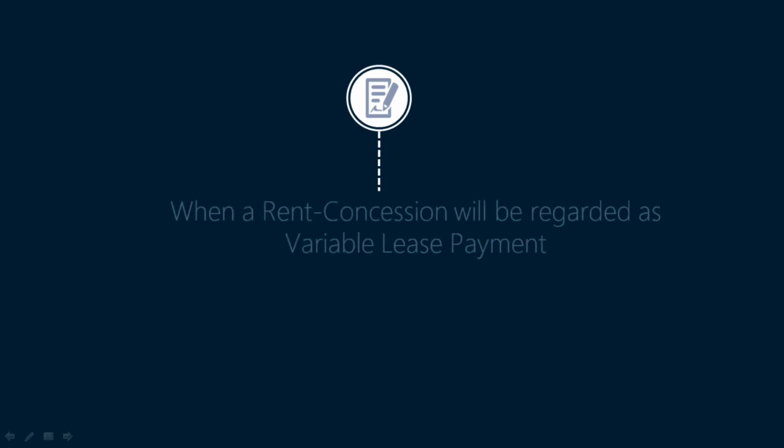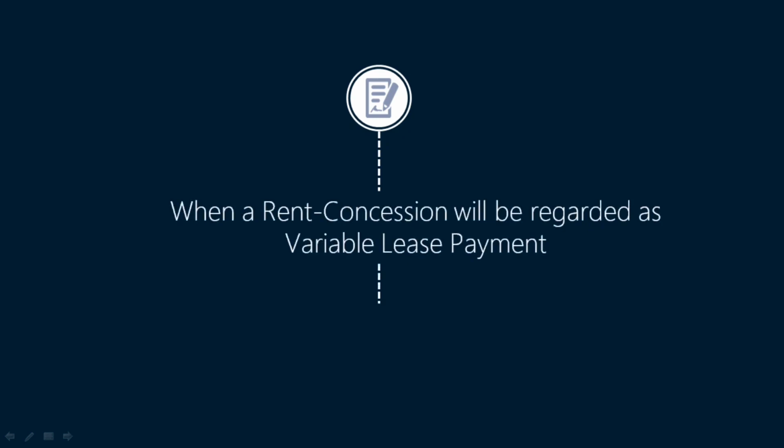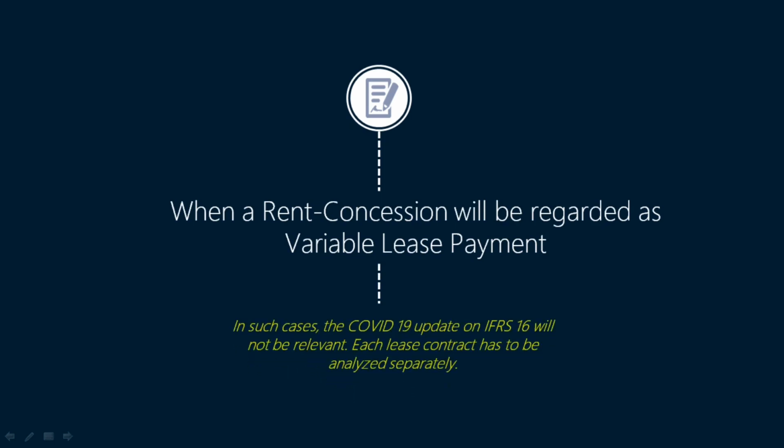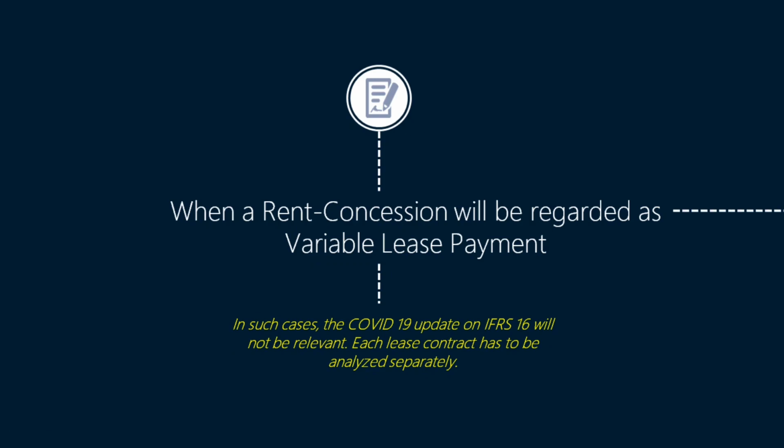This video is part of a series designed to help you account for lease concessions after the COVID-19 related amendment in IFRS 16. In this video, we'll see when a rent concession will be regarded as a variable lease payment. When a concession is a variable lease payment, the COVID-19 update on IFRS 16, which means the relief provided therein, will not be applicable. We will also look at the various treatments of variable lease payments prescribed in IFRS 16.